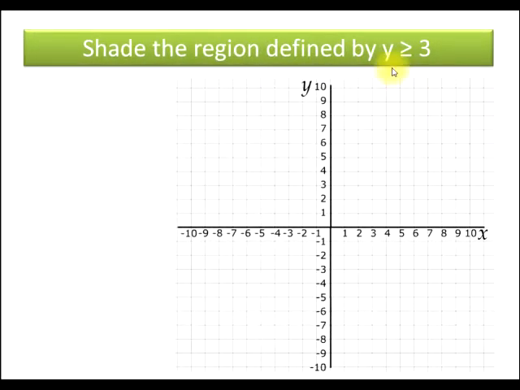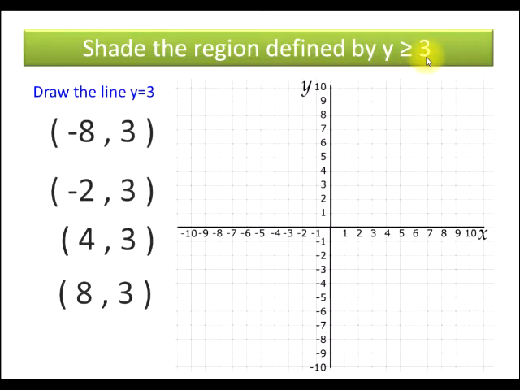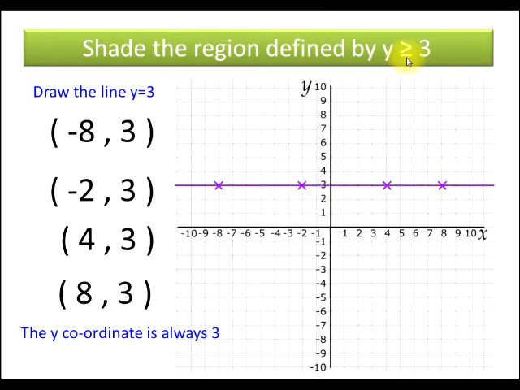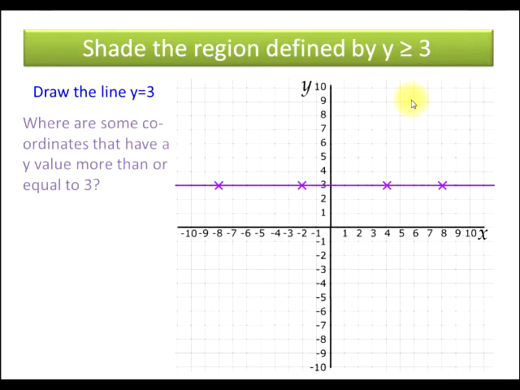Now this time I'm changing it from an x to a y. But similarly, we're going to draw the line y equals 3. And just like I did before, I'm going to write 4 coordinates down where y is always equal to 3. Plot those on there, and it includes the 3, so I'm going to draw a solid line all the way through. Now, where are the coordinates where the y value is more than or equal to 3?